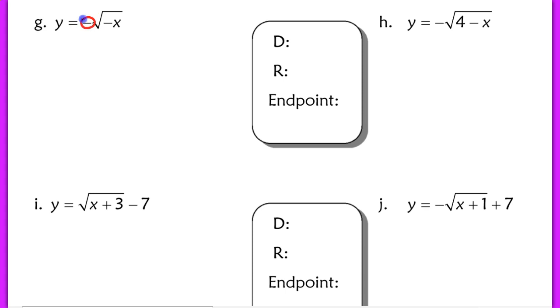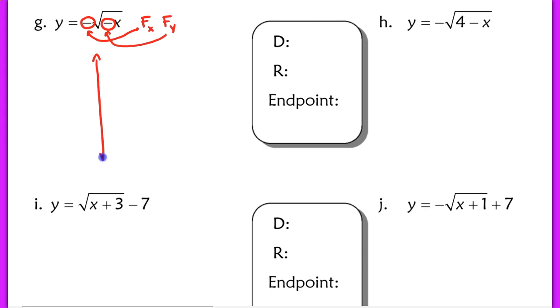We have a negative on the outside of the radical and a negative on the inside of the radical. Remember that the negative here on the outside is going to be a reflection over the x-axis, so I'm going to abbreviate that as flip over the x. Now, the negative on the inside also reflects the function, but this is going to be a reflection over the y-axis, so I'll abbreviate that as flip over the y.